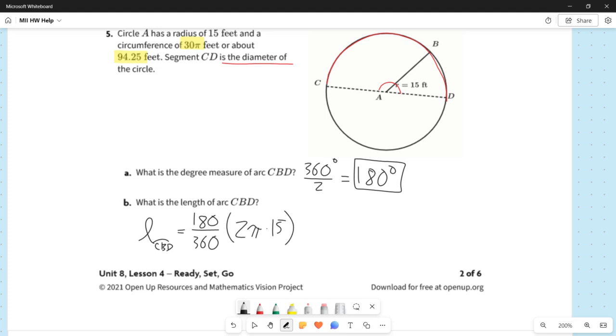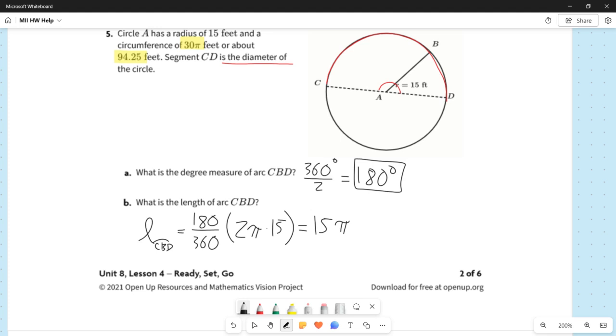If we ignore everything other than the pi, so we're going to temporarily ignore the pi, 180 over 360 is 1/2. Okay, so that fraction reduces to 1/2. 1/2 times 2 is 1, and 1 times 15 is simply 15. So all of our rational numbers here simplify to 15, and then we still have the pi.